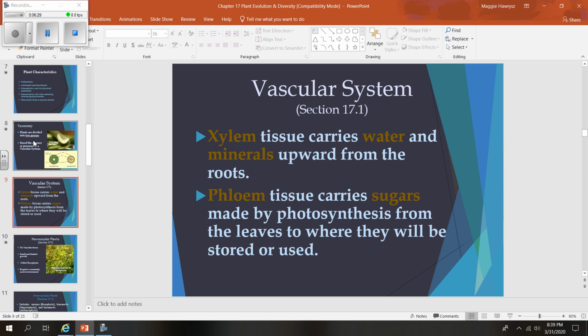A vascular system consists of two groups of cells called tissues. The first being the xylem that carries the water and the minerals upward from the roots. And then the second being the phloem, which is the tissue that carries sugars made by photosynthesis from the leaves to where they'd be used or stored.